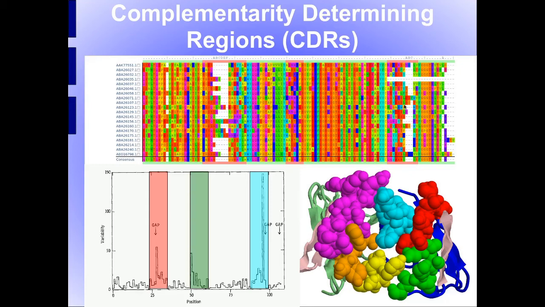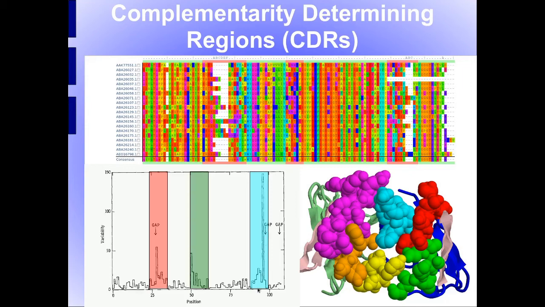And this was actually first shown back in 1970 by Wu and Kabat, who took a number of antibody sequences, aligned them, and then created a plot of variability. So what we're seeing here is each of the amino acid positions, and we're seeing an indication of how variable they are. And they spotted that there were three variable regions. And these were also sites where there were insertions or deletions occurring.